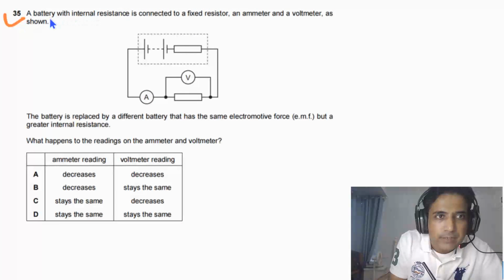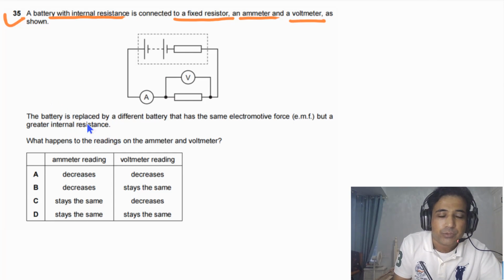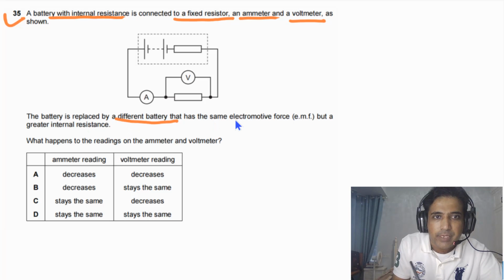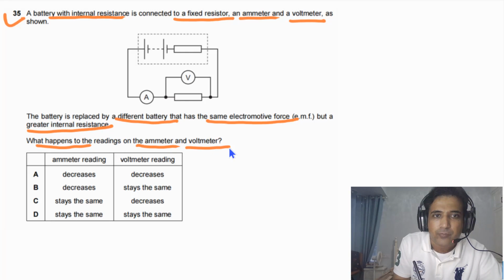Question 35 says a battery with internal resistance is connected to a fixed resistor, an ammeter and a voltmeter as shown in the figure. The battery is replaced by a different battery that has the same electromotive force but a greater internal resistance. What happens to the readings on the ammeter and voltmeter?